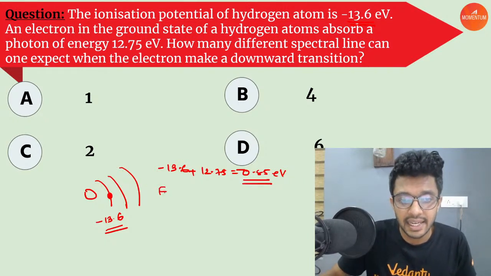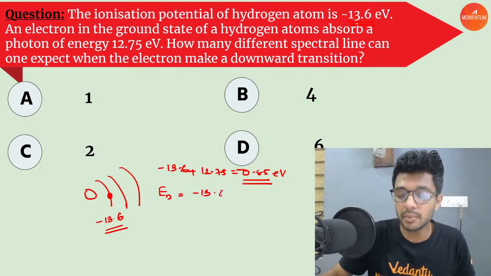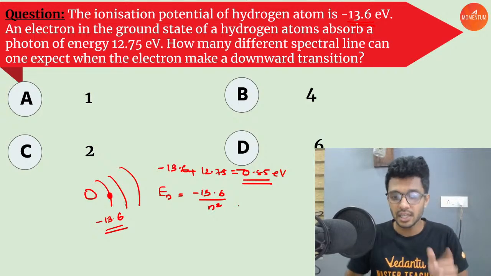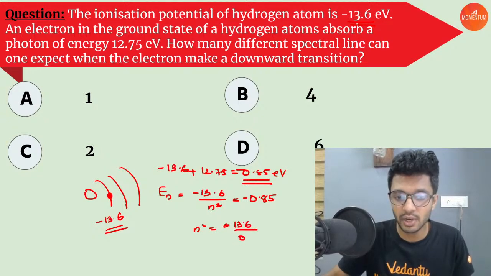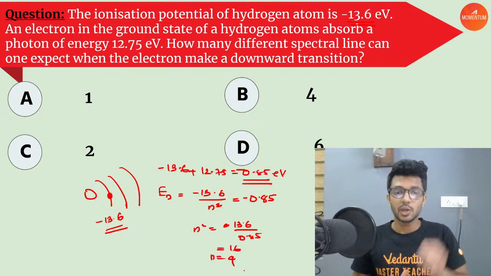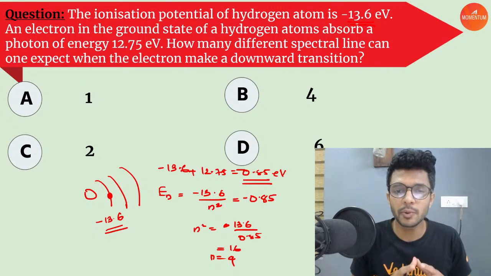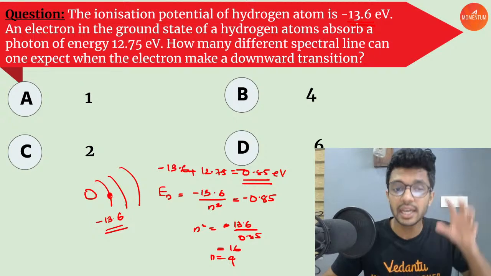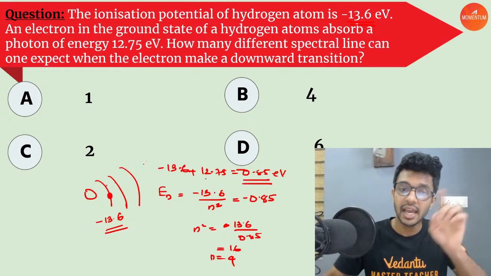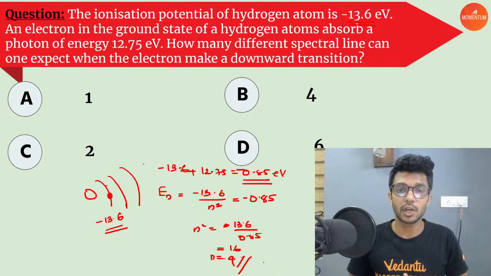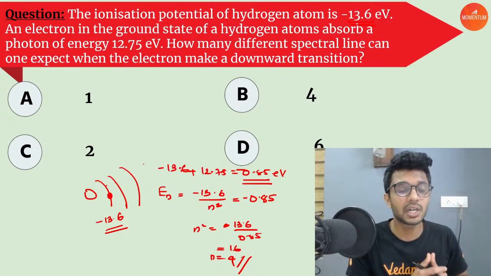We know that the energy of the nth orbit is given by minus 13.6 by n square, right? So the energy of an electron in the nth orbit is equal to minus 0.85. So n square is equal to, negatives cancel, 13.6 divided by 0.85, you will get 16, or the n value is equal to 4. Which means after absorbing an energy of 12.75, it gets excited. You know that if the electron absorbs energy, it moves to a higher energy level, and according to the formula it reaches the fourth orbit.